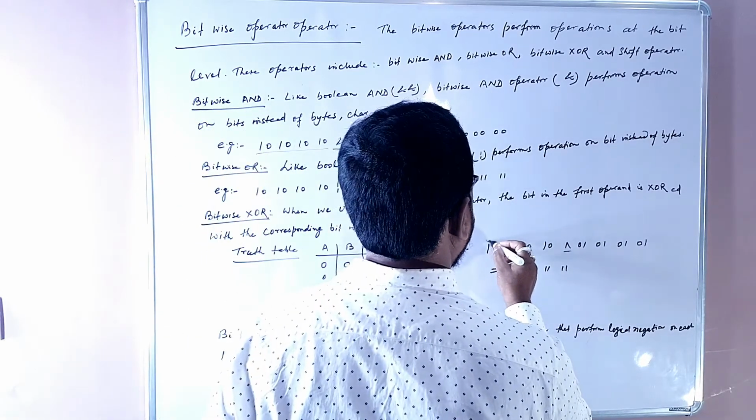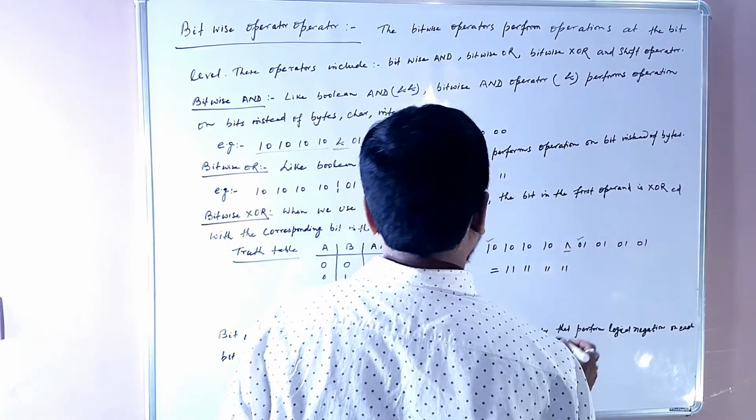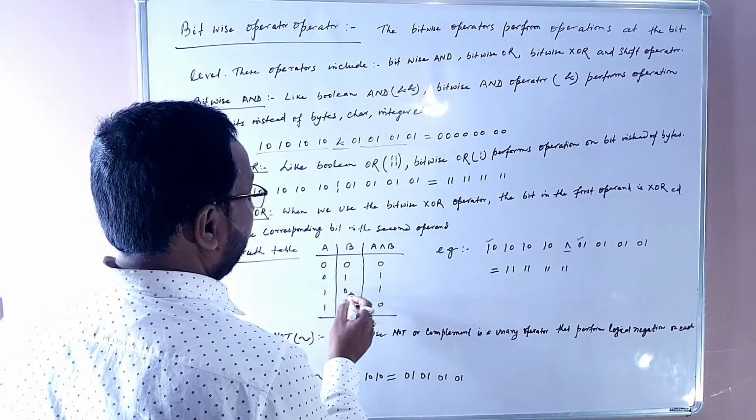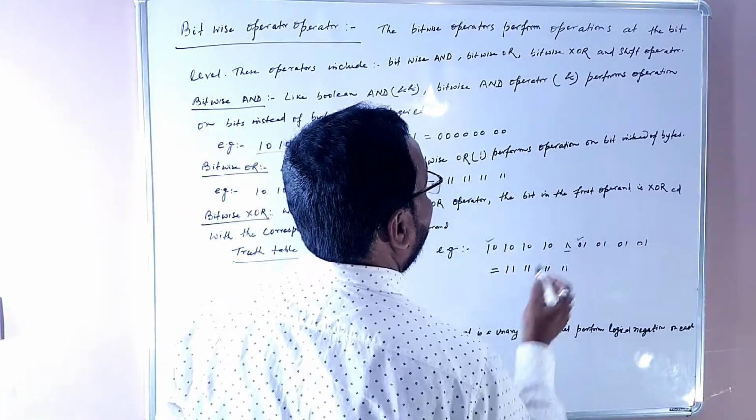Here the first bit is 1 and the second bit is 0, so 0 XOR 1 is 1 and 1 XOR 0 is 1. So all of them are 1.